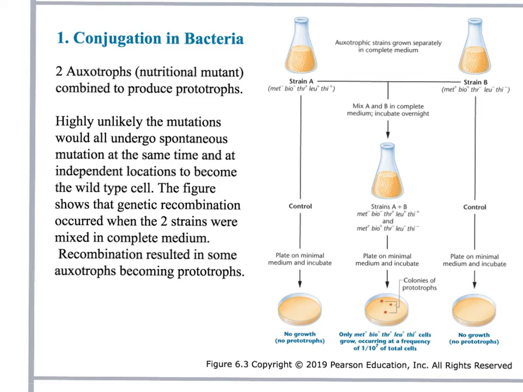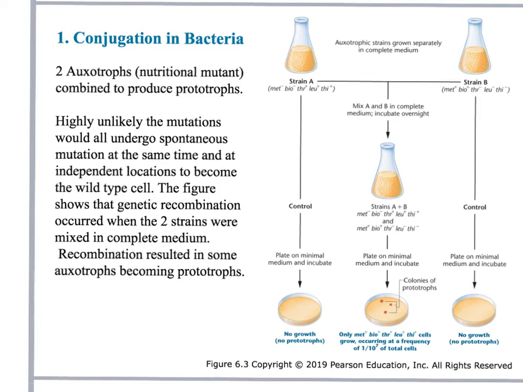So the auxotrophic cell is the mutant, and what we're saying is that a mutation could occur that then makes the mutant back into the prototroph. But it's really unlikely for that to occur spontaneously. So it's highly unlikely that spontaneous mutation is going to revert the auxotroph back to the prototroph. The figure here shows an experiment in which genetic recombination occurred when the two different strains were mixed in a complete medium.